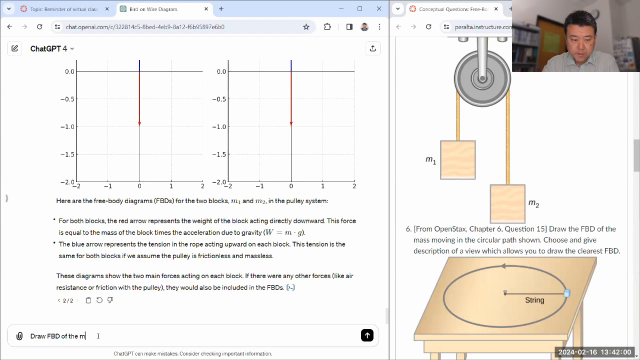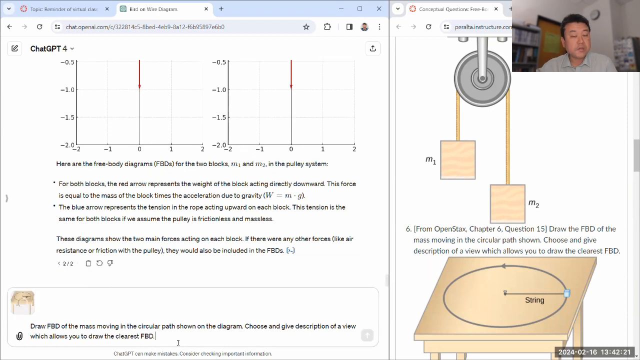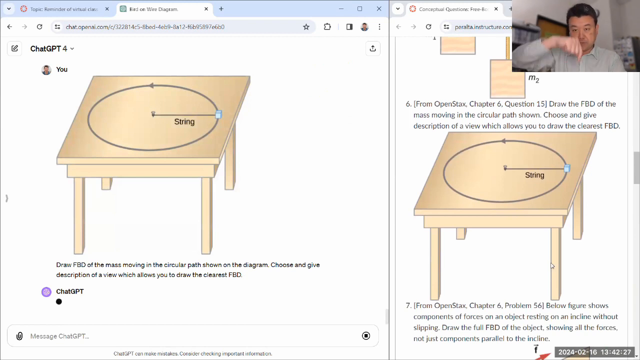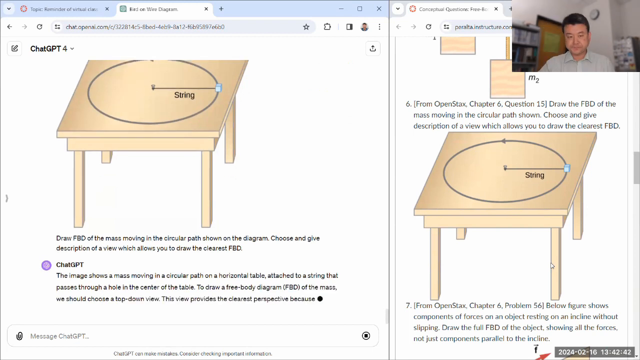Draw a free body diagram of the mass moving in the circular path shown on the diagram. And let me this time include the direction: choose and give a description of a view which allows you to draw the clearest free body diagram. And actually, there's a couple of different ways you can go. You could choose to draw the top-down view. That's best for illustrating the circle. You can also choose to describe a side view where the block is at your eye level. That allows you to describe the tension, gravity, and normal force.